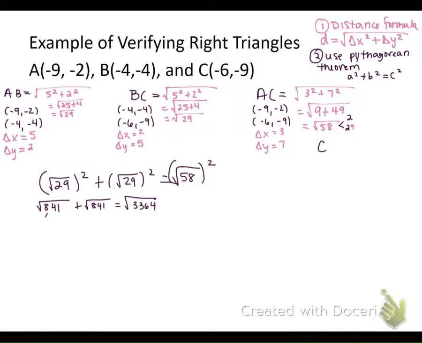So we do our factor trees. So I get 29 plus 29 equals 58. Is that a true statement? Yeah, so we have a right triangle.